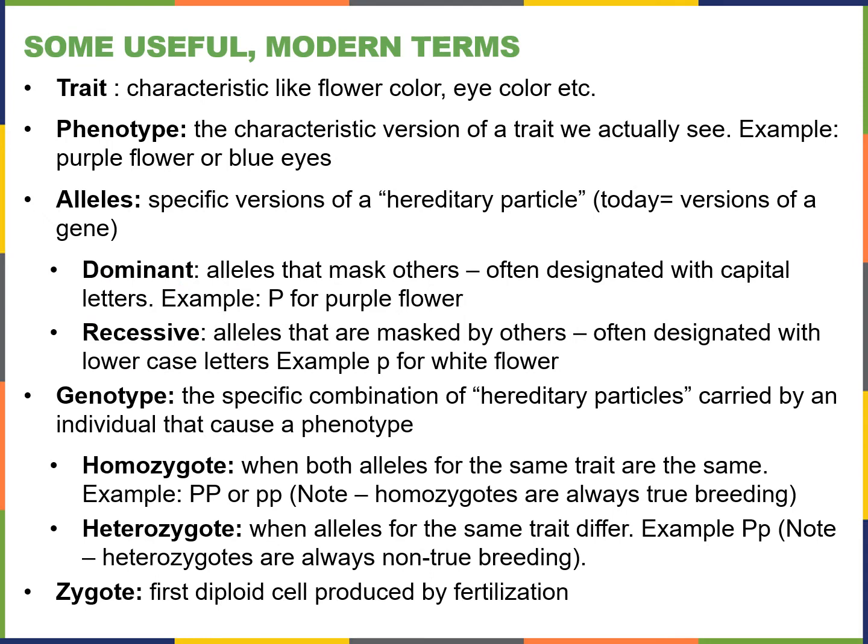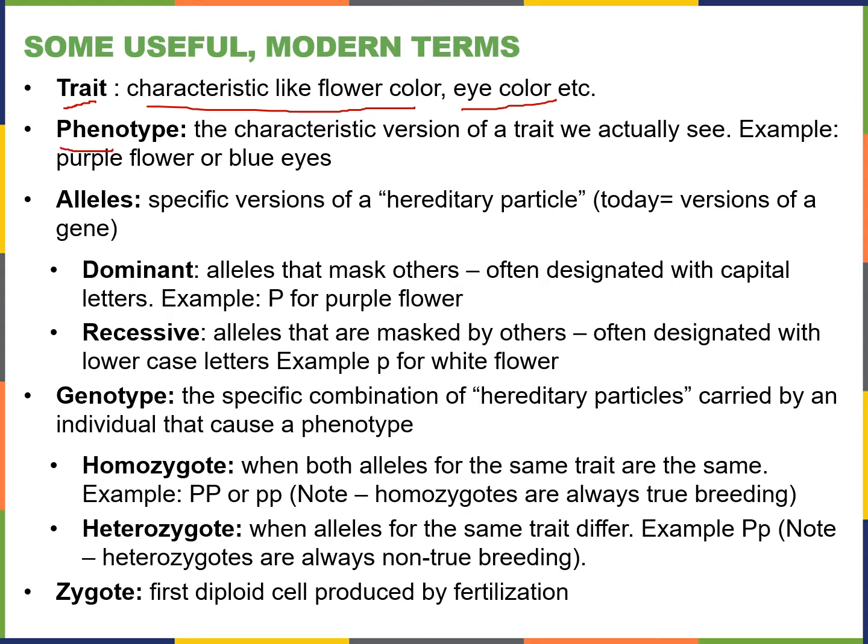Before we dive into all of the experiments that Mendel did, it's important for you to understand some terminology so that when I use these words, you know exactly what I'm talking about. I'm going to be talking a lot about traits. These are characteristics like flower color. So I can say the purple trait or the white color trait. Those are traits, those are characteristics: flower color, eye color, etc.